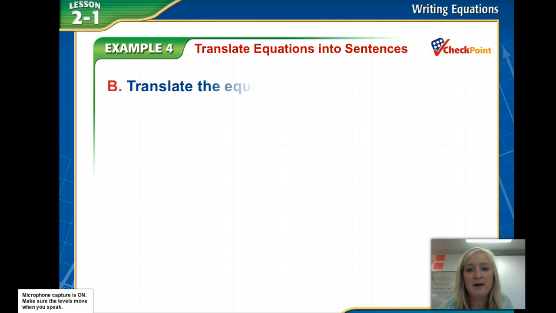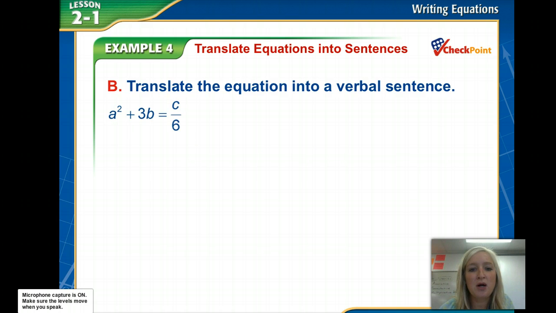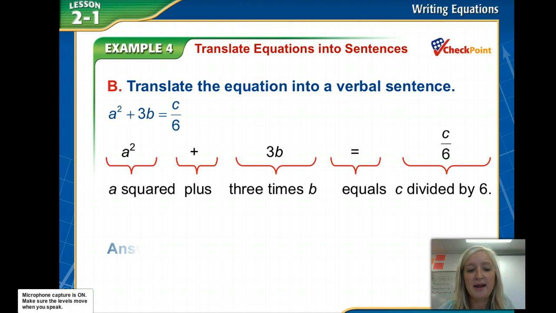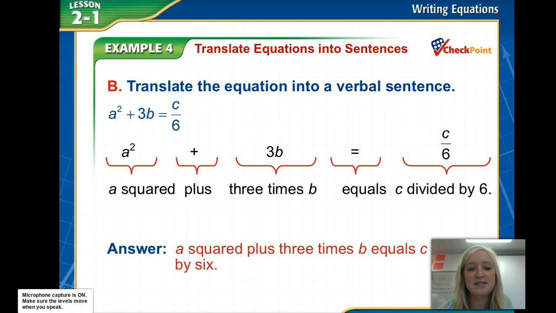And again, here's a checkpoint. So you are going to translate this equation into a verbal sentence. Pause the video, try it on your own, and we'll come back to make sure we got the right answer. All right, hopefully you got the same answer as I did. I broke it apart, and my answer is a squared plus 3 times b equals c divided by 6.